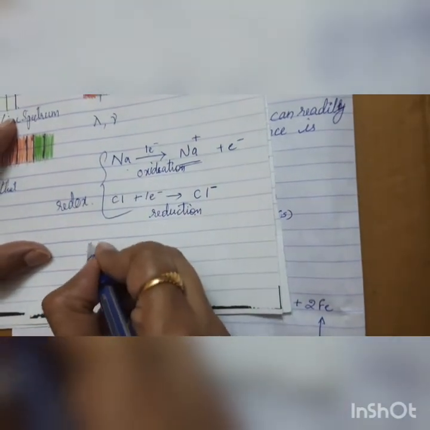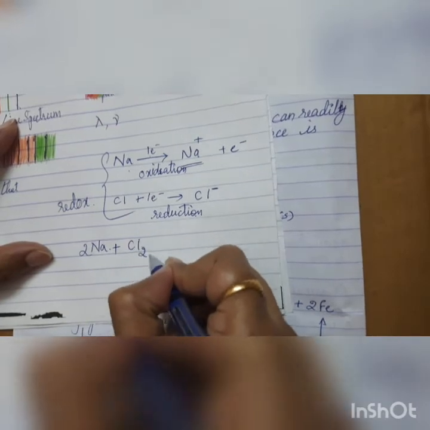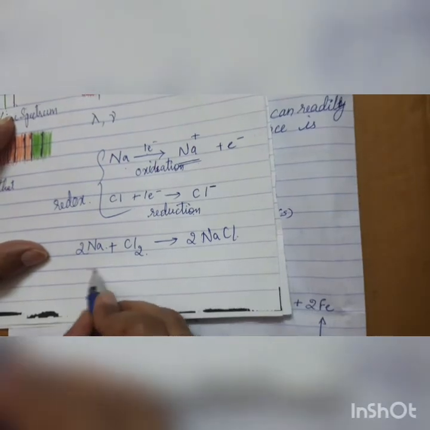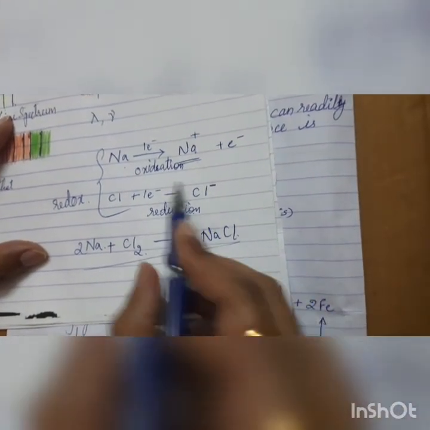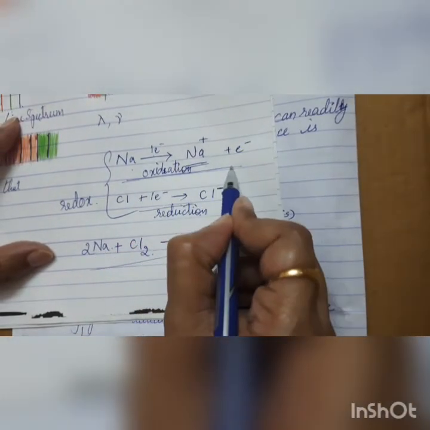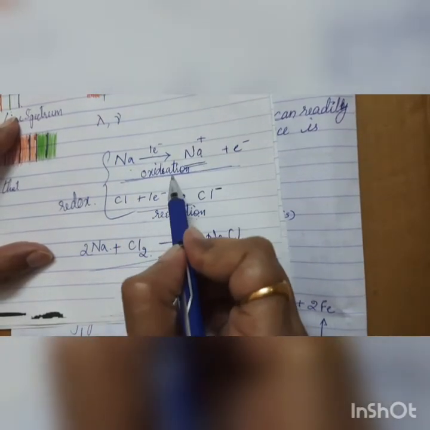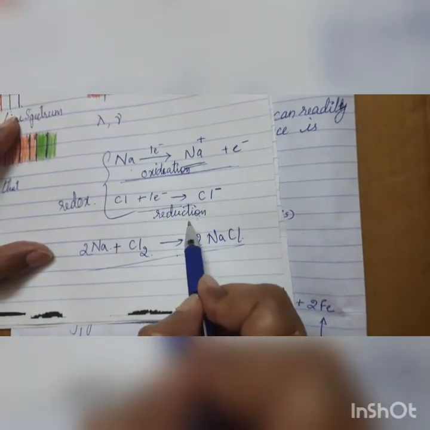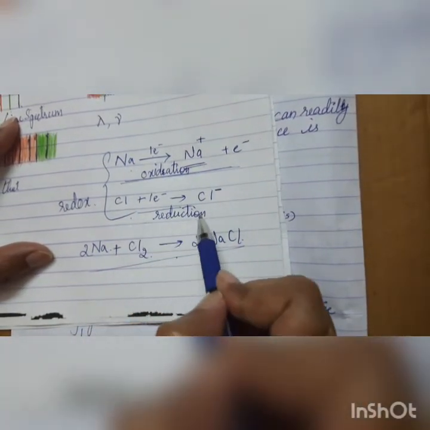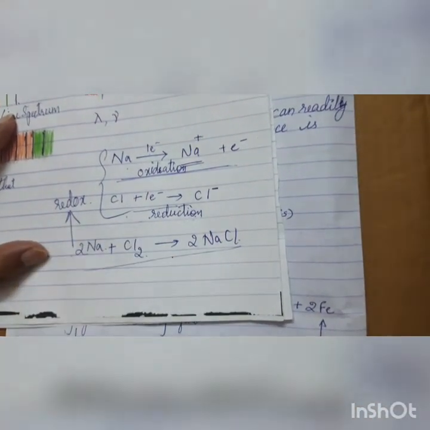So what is happening? We take 2 atoms of sodium and Cl2, which leads to the formation of NaCl. So this is the overall reaction. In this overall reaction, we have this half reaction and that half reaction. This is called the oxidation half, and this is called the reduction half. One half reaction is undergoing oxidation, the other half reaction is undergoing reduction. So we call it the oxidation reaction, and this is the reduction reaction. Together, this reaction is nothing but the redox reaction.